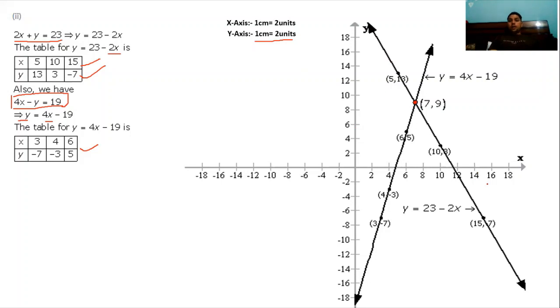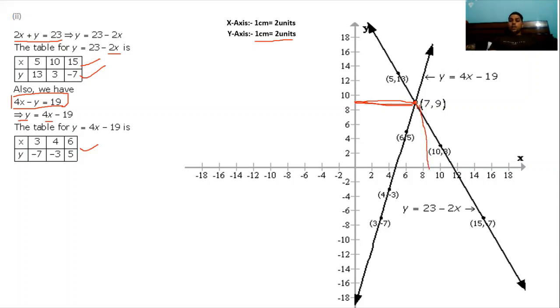Okay, after plotting, join the two lines and allow them to intersect each other. Look at the point where they intersect. Now we have to check where they intersect. This is the value of y and this is the value of your x here. Okay, this is the value of x here.